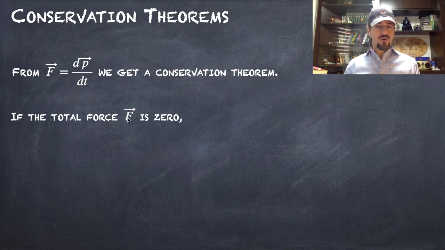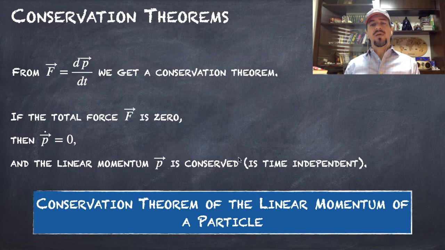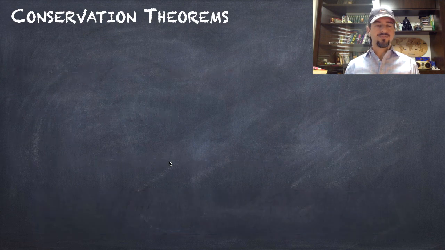If the total force F is 0, then p dot, or this derivative of the momentum, is 0, and then the linear momentum p is conserved. It is time independent. And this is the conservation theorem of the linear momentum of a particle. Again, if the total force F is 0, then the linear momentum p is conserved.